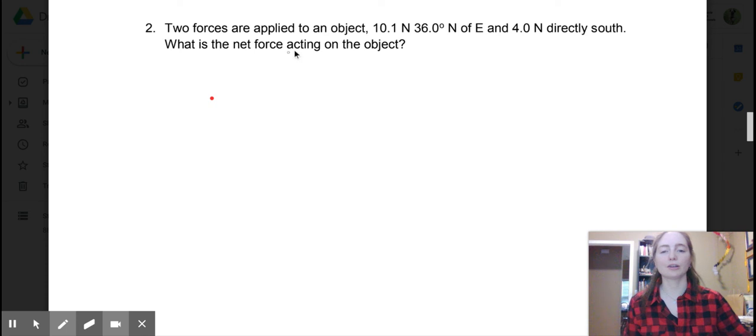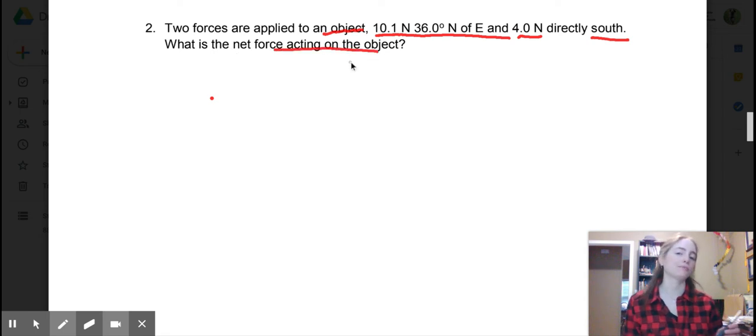All right, so I need my pen. 2 forces are applied to an object. So 10.1 newtons at 36 degrees north of east and 4 newtons directly south. What is the net force acting on the object? Okay. Read the question very carefully here, ladies and gentlemen.